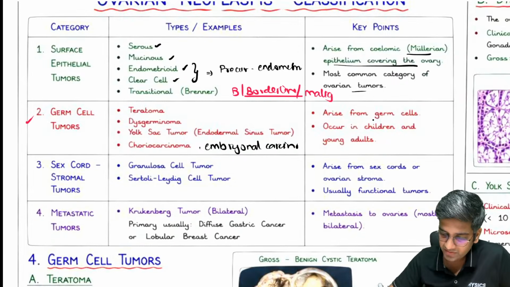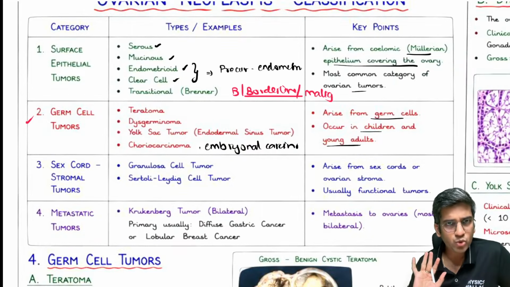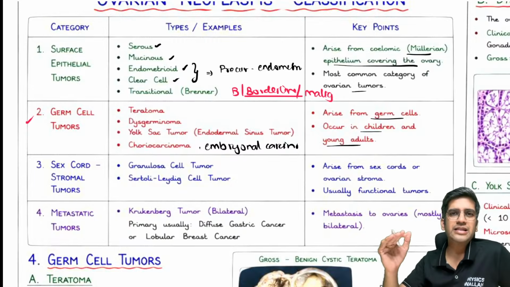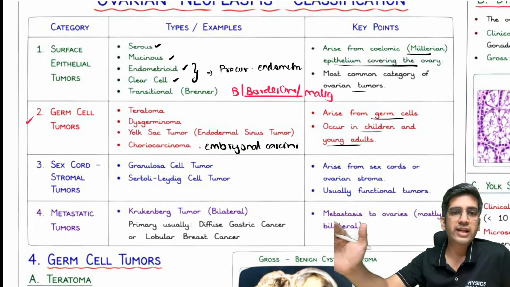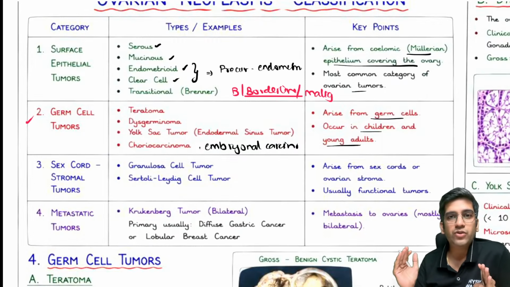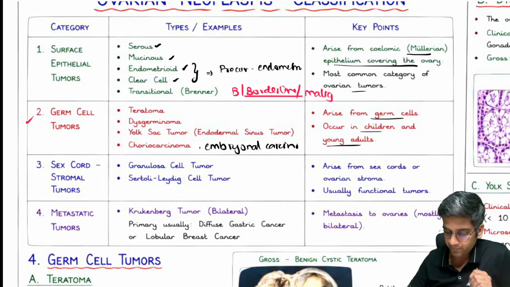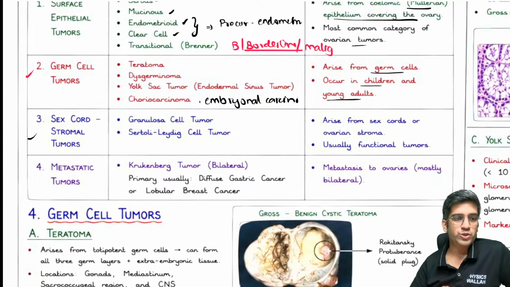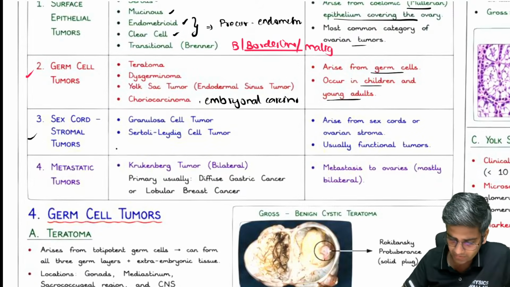Fine. And they arise from the germ cells, occurring in children or young adults. Exceptions do stay there. Choriocarcinoma can be seen a little bit in an older age group also, but for the rest of them the most common timeline is around 20 to 40 years. That's a reproductive age group type, right? Next is sex-cord stromal tumors: granulosa cell tumor and Sertoli cell tumor, and we have one more called fibroma-thecoma variant.